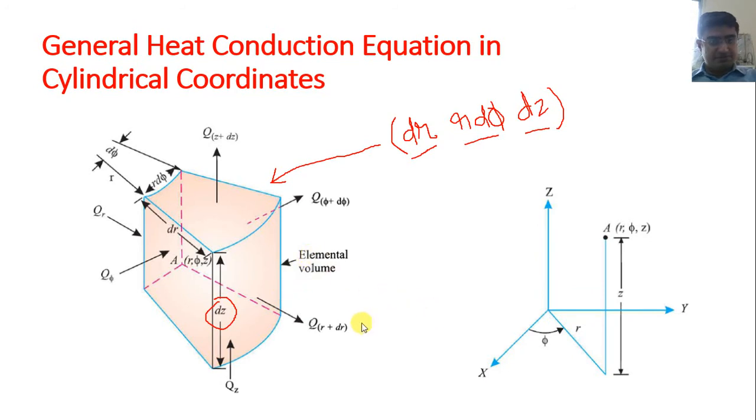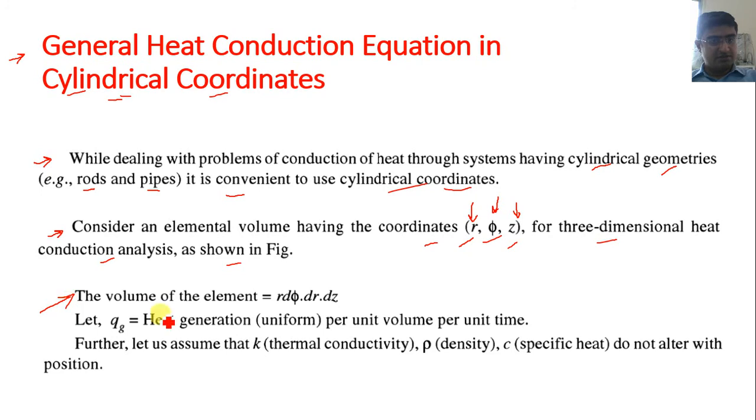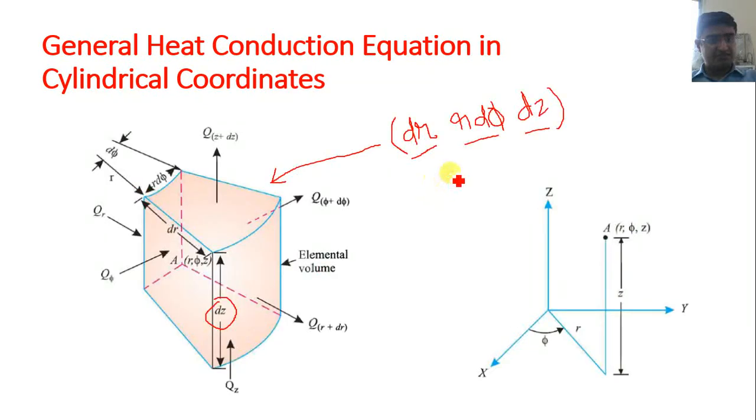Also here you can see the volume of the element becomes r d phi into dr into dz, a similar term to what we have written over here. And in the x, y, z axes, you can mention that our element has the point A, which has the three coordinates r, phi and z. This phi is in the direction of x to y, the xy plane, and z is the vertical distance.